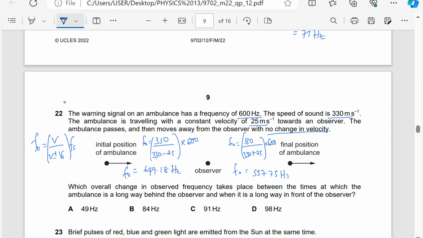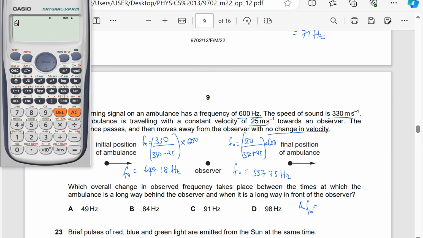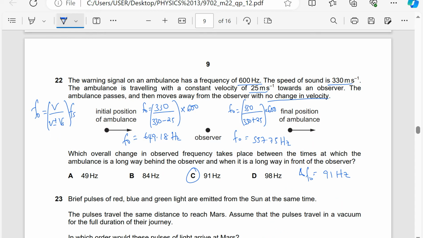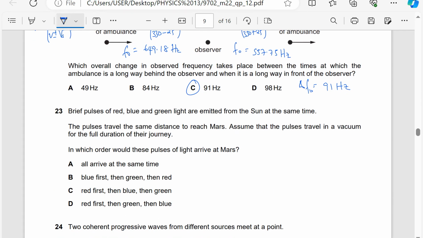557.75 Hertz. So I'm going to find the difference in the observed frequency by subtracting the two values. 649.18 minus 557.75, which is 91.4. So approximately 91 Hertz. So that means the answer is C. Okay, next.